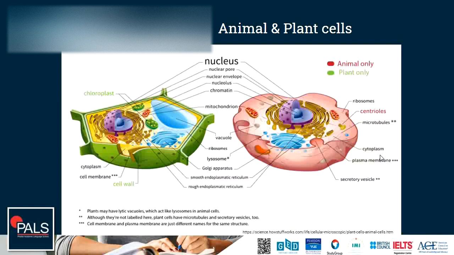So let's have a look at some structures that are specific to plant cells. We already said we have the central vacuole, which is not labeled as green here. It should probably be, because this kind of vacuole is really just in plant cells. Again, animal cells have smaller vacuoles which are not permanent. Plant cells have a cell wall.